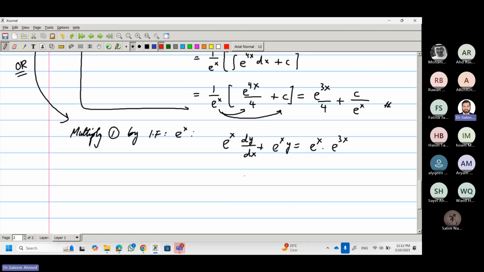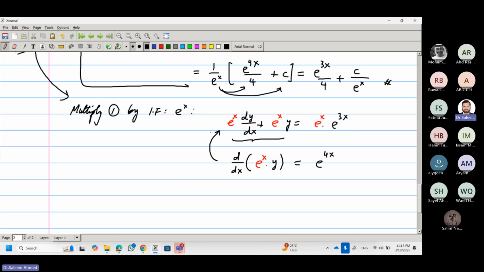So I can use this color here. We multiplied by e^x. Now, after multiplying, the left side automatically becomes the derivative of e^x times y, the derivative of the integrating factor times the dependent variable y. This is automatically true. And this will become e^{4x} on the right side.